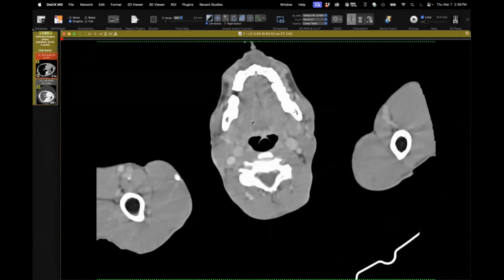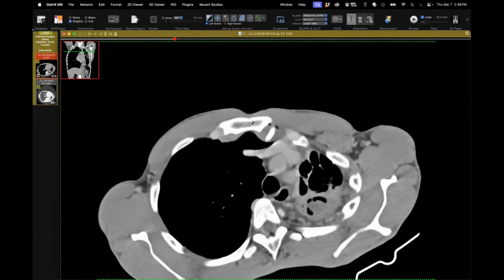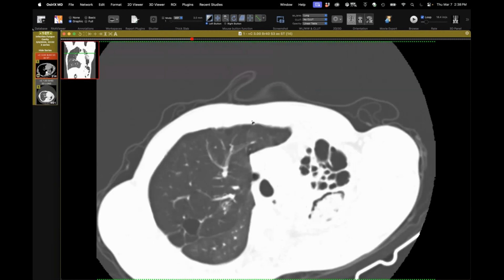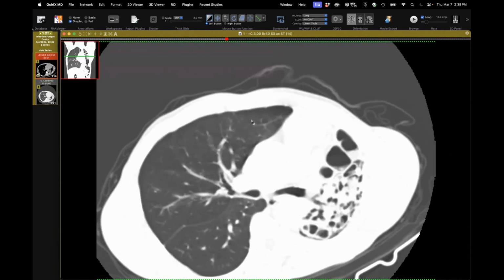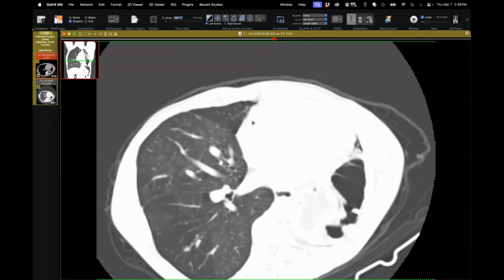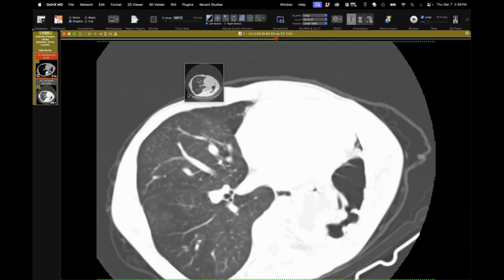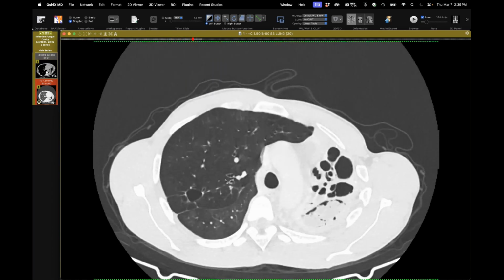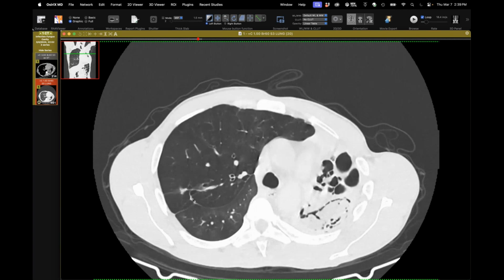Along those lines, here's another patient who presented with hemoptysis, was treated for TB many years ago. And you can see the left lung is pretty much just mostly destroyed. And interesting, let me show this image instead. On the right lung, you can see there's mosaic attenuation, there's bronchiectasis, there's probably some air trapping.